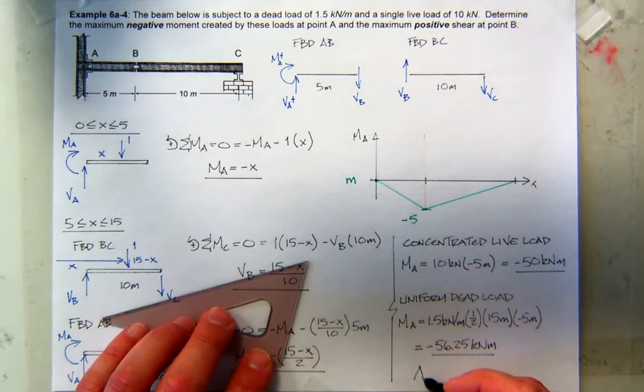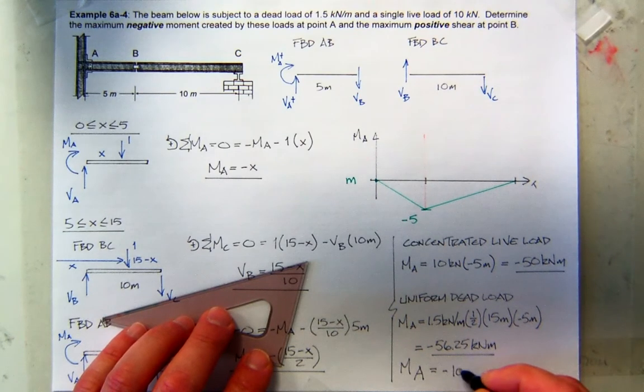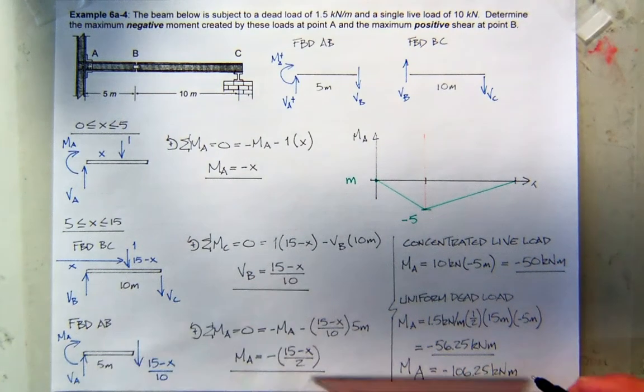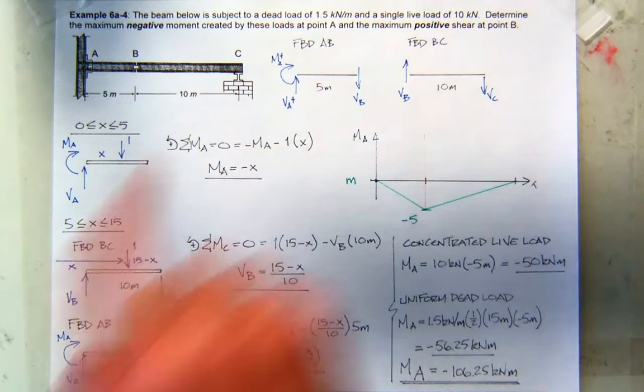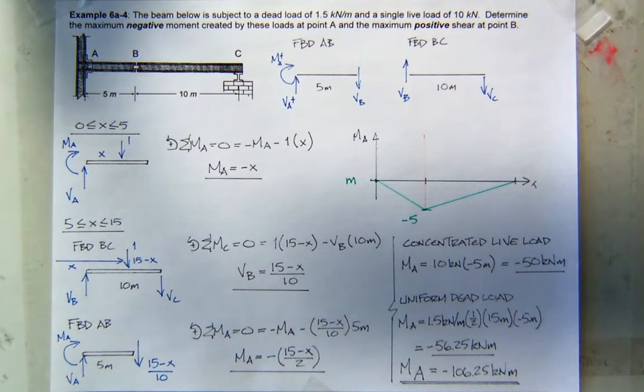So the total moment at A, you just add these two together. So it'll be negative 106.25 kilonewton meters. That's the maximum moment at A created by these two loading scenarios. That's a very testable problem. Okay? All right.